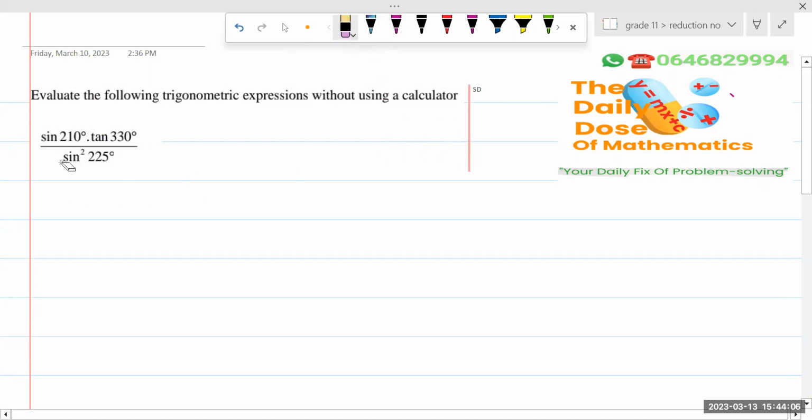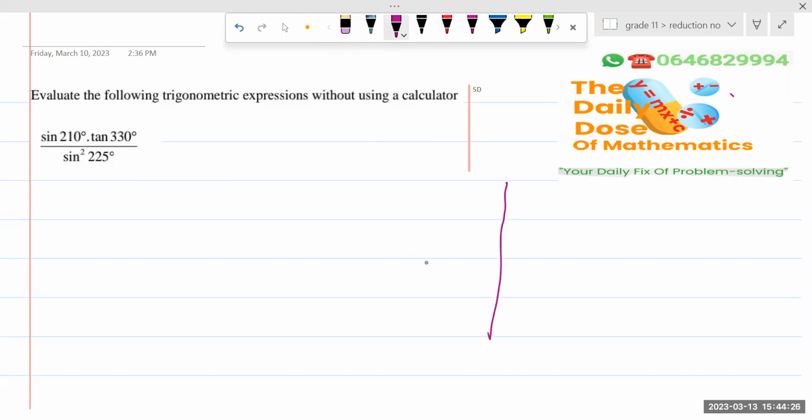How does this thing work then? We're given 310, 210, 330, 225. What we're supposed to do here is introduce something, but let's start with what we already know. We already know that we have a CAST diagram. On our diagram, we have 0 here, 90, 180, 270, and then 360. So that's what we already know for sure, and we can repeat the cycle by adding 90.